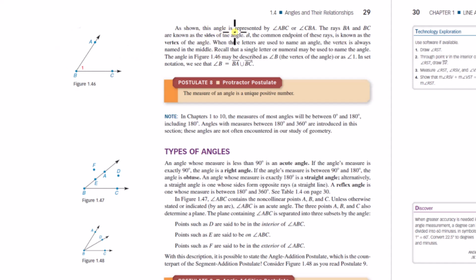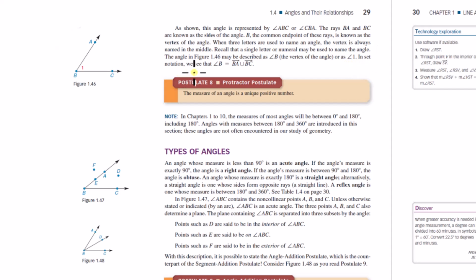So as shown, this angle is represented by angle ABC or angle CBA. The rays BA and BC are known as the sides of the angle. B, the common endpoint of these rays, is known as the vertex of the angle. When three letters are used to name an angle, the vertex is always named in the middle. Recall that a single letter or numeral may be used to name the angle. The angle in figure 1.46 may be described as angle B, or as angle 1.